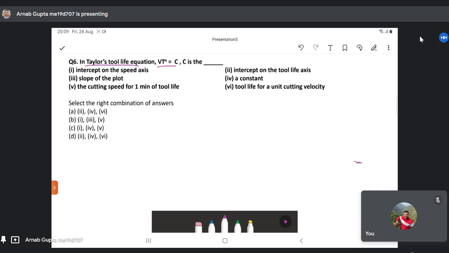So we know that if P is equal to 1, or you can also say that for 1 minute of cutting tool life, the speed is equal to this constant. Okay. V t power n equal to constant. So 1 minute, this minute unit should be kept in mind. So the cutting speed for 1 unit of tool life, so 5/5 one is a correct option.